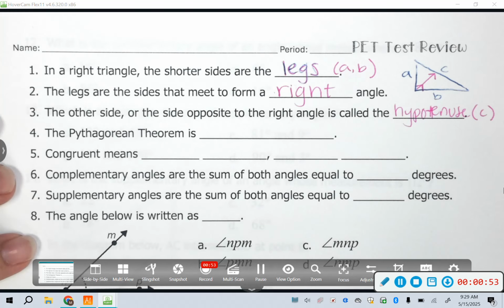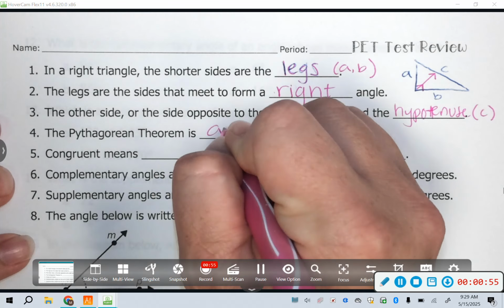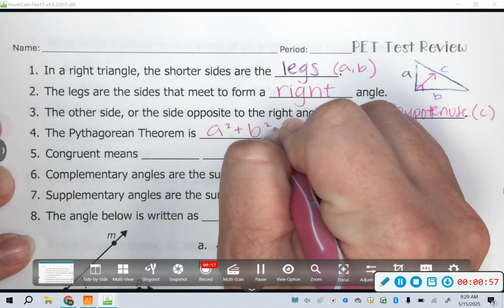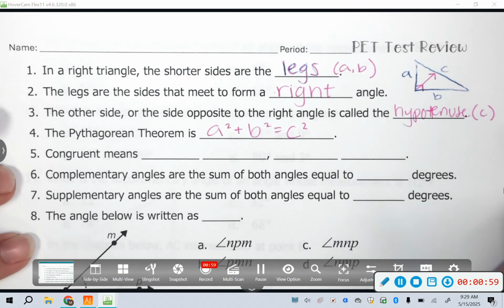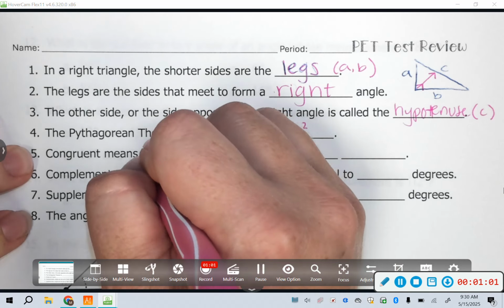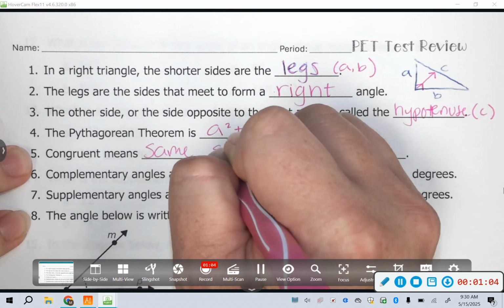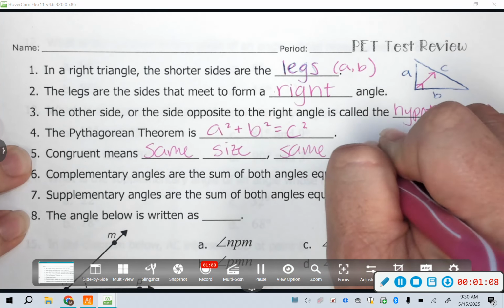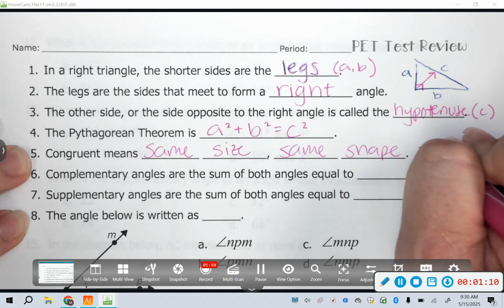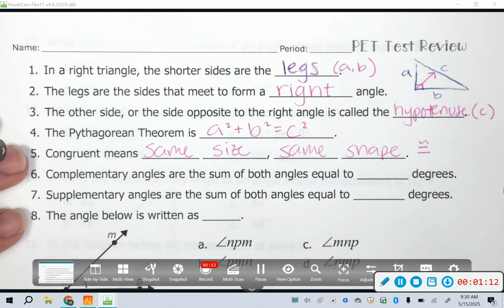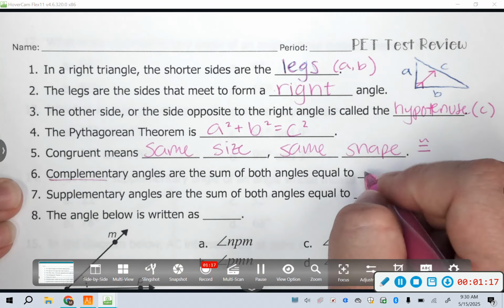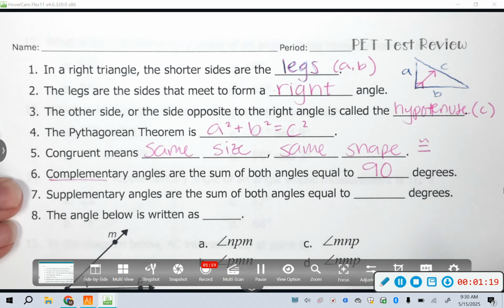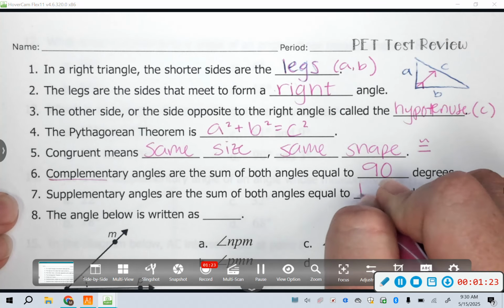Then it says the Pythagorean theorem is A squared plus B squared equals C squared. Congruent means same size, same shape. Remember, you have that fancy equal sign. Complementary: remember, complements are always right. They add up to 90 degrees. Supplementary, if it's not 90, it's 180.